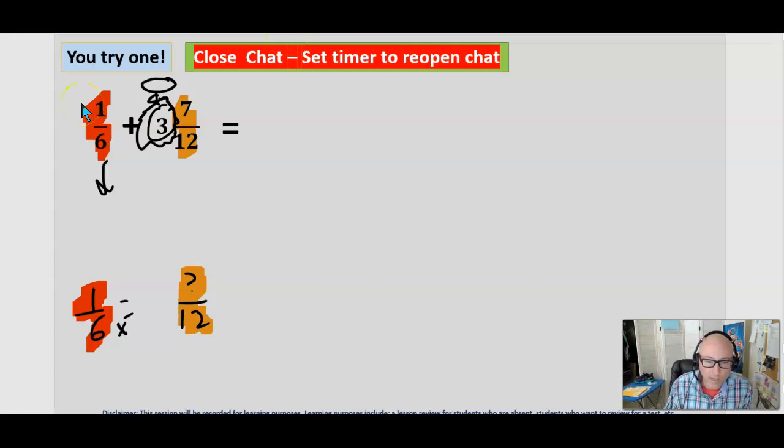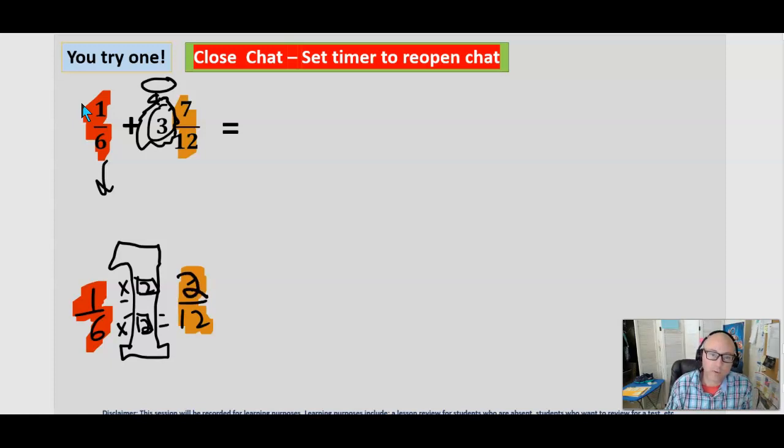Okay, I'll multiply something by 6 to get 12. Whatever I do there on the bottom, I've got to do the same thing on the top. And that's special. It's a special one: 2. 1 times 2 is 2. 2/12.